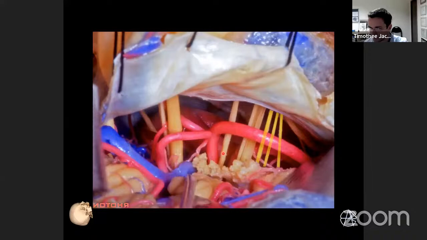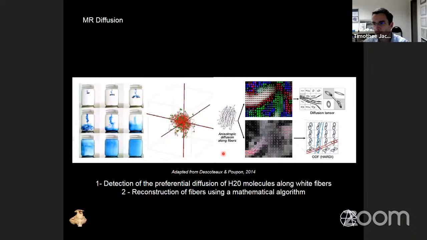So, some comments about MR diffusion tractography. The MRI is able to detect the orientation of the diffusion of water molecules along white fibers in the brain. At the first point, you can see diffusion, which has a Brownian movement in all directions, if you consider this cup of water, this box of water. But along the white fibers in the brain, the diffusion of water molecules is constrained along the trajectory of the white fibers. So that's very important to remember for understanding the tractography.